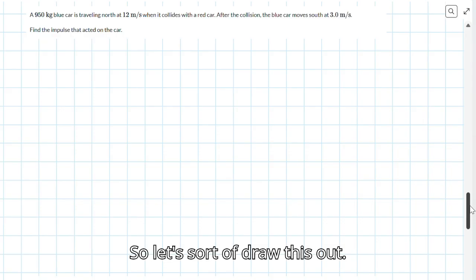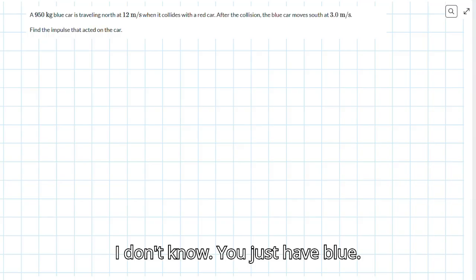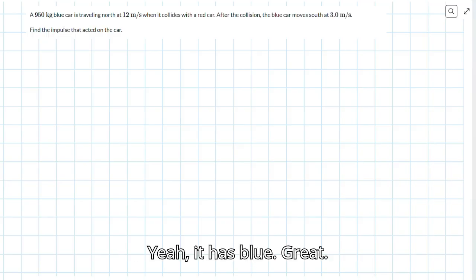So let's sort of draw this out. I guess I could use blue, no? I don't know. Does this have blue? Yeah, it has blue. Great.